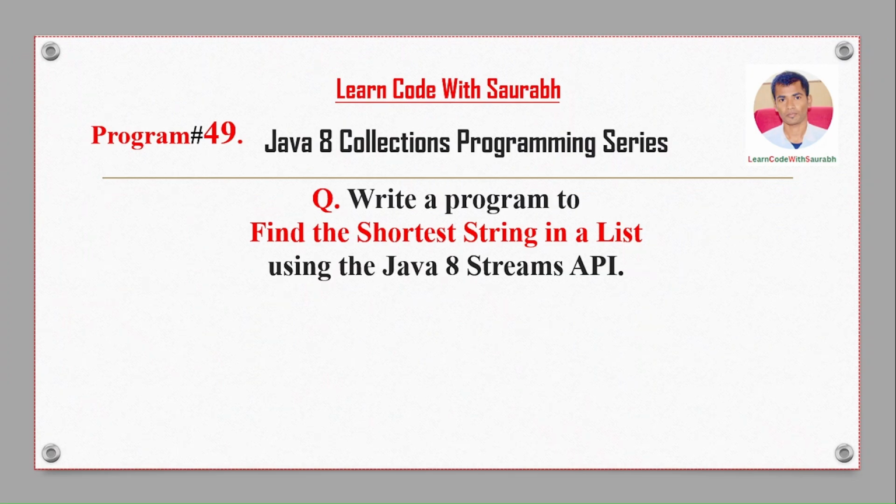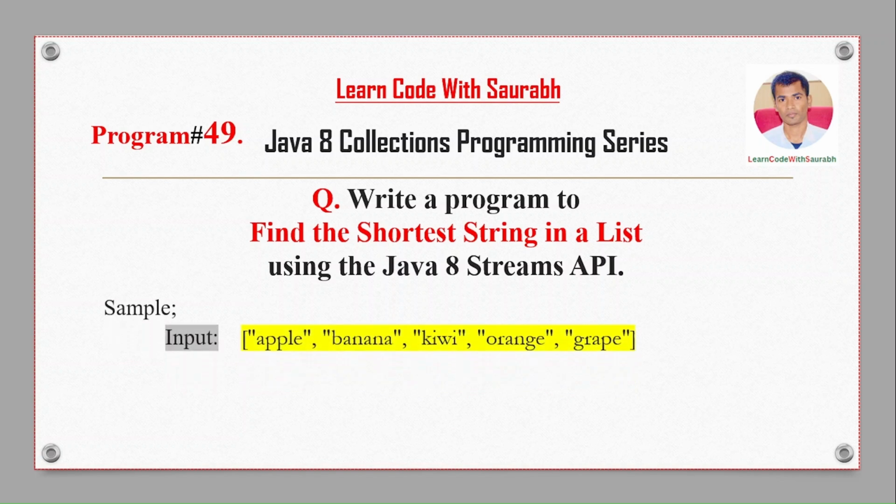Today I am going to solve a program to find the shortest string in a list using the Java 8 Stream API. In this program, we will take some input, a list of strings: apple, banana, kiwi, orange, grape. According to that list, you can identify the length of each string. Kiwi has length 4, so we will get the output: shortest string in list equal kiwi. Now I'm going to create a class where I will implement the logic to get that result.